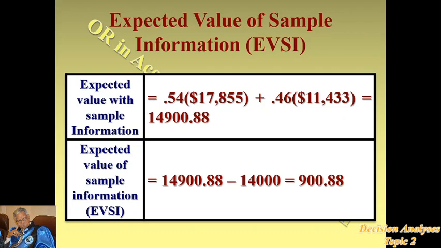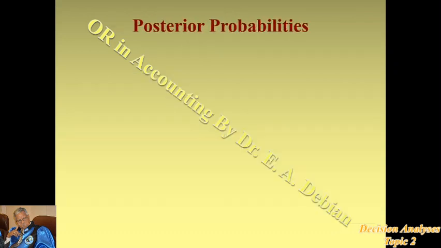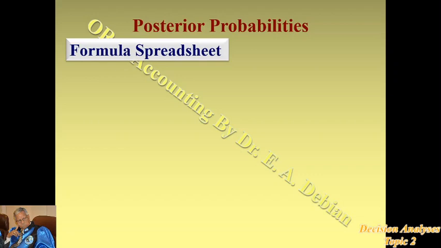By dividing this $900.88 by the $2,000, which represents the expected value of perfect information, which we explained in topic number 1, we can get the efficiency of sample information. Also, this calculation can be performed by an Excel spreadsheet.